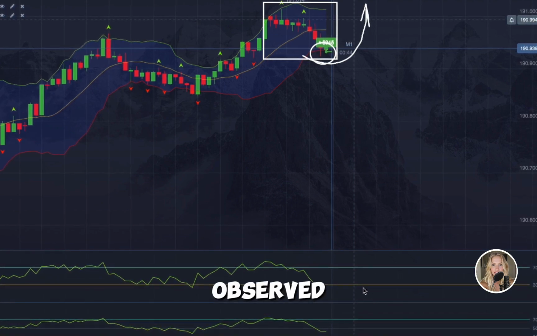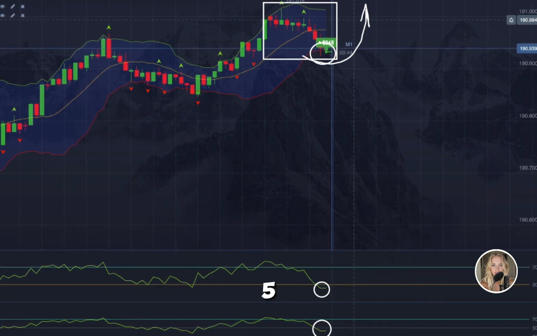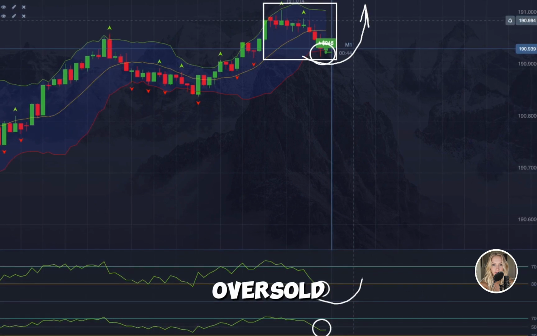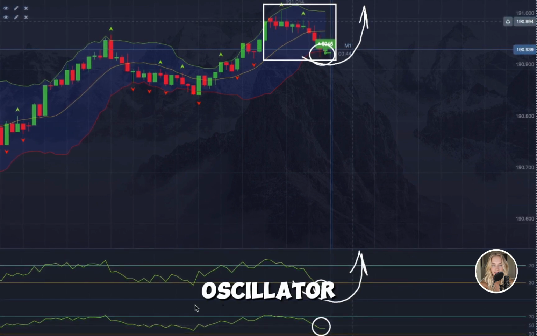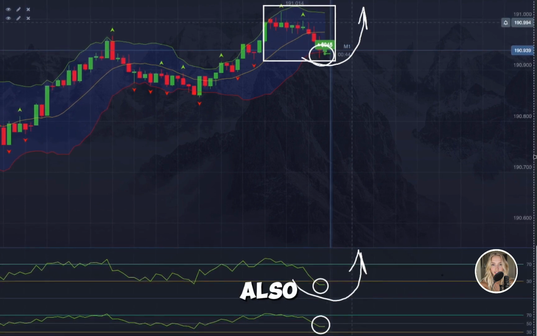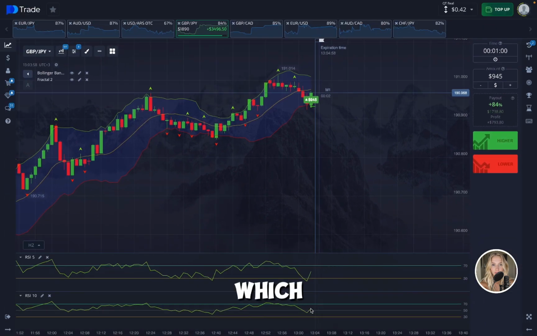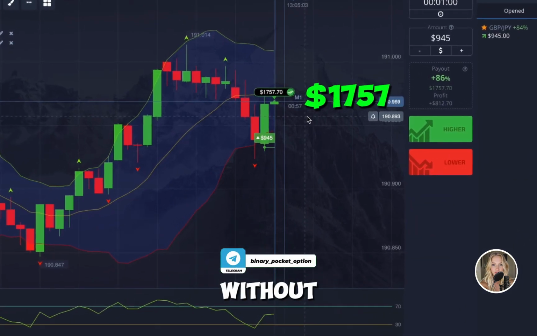I also observe the behavior of the oscillators. According to the oscillator with a period of 5, I will expect an exit from the oversold area, and also according to the dynamics of the movement of the second oscillator. I see that, in general, further dynamics should also turn around and go to the top, which actually has already happened, and transactions are closing in a plus without problems.